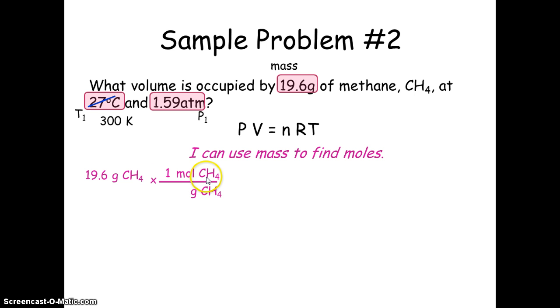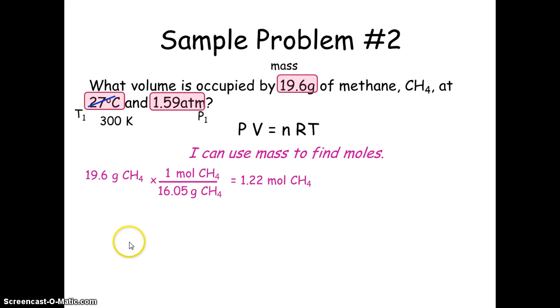So 1 mole of methane is equal to 1 carbon plus 4 hydrogens. So the molar mass of methane is going to be 16.05 grams. That's 1 carbon plus 4 hydrogens. Multiply everything on top, divide by everything on the bottom, and we end up with 1.22 moles of CH4, methane. So this is going to be n. This is our number of moles.